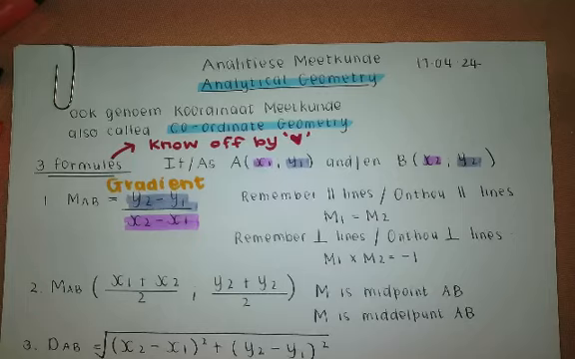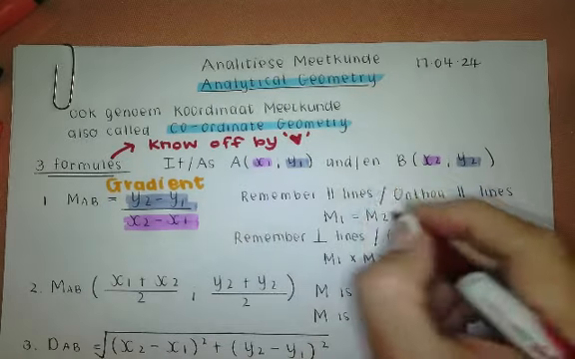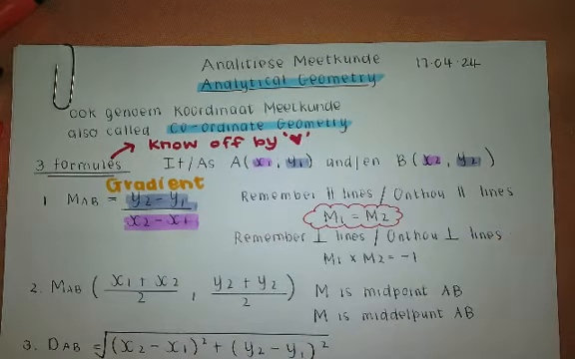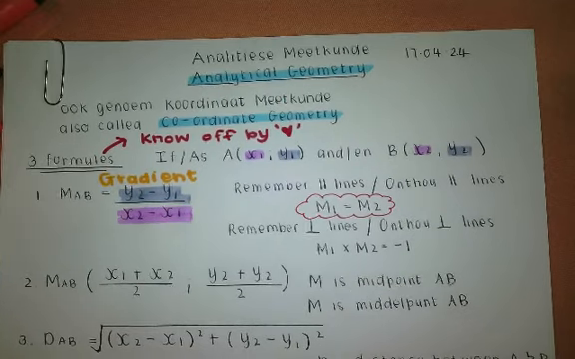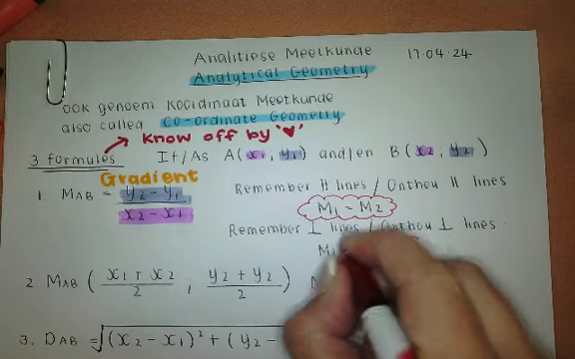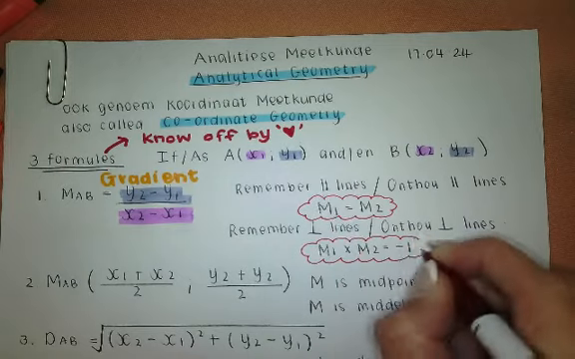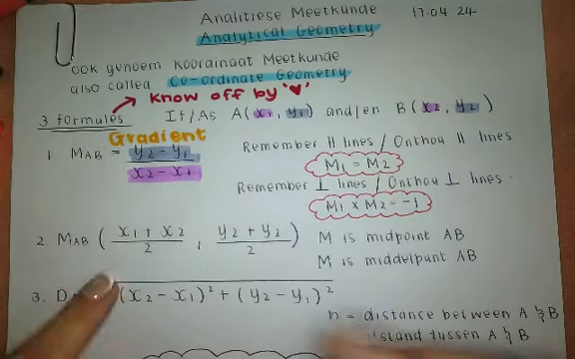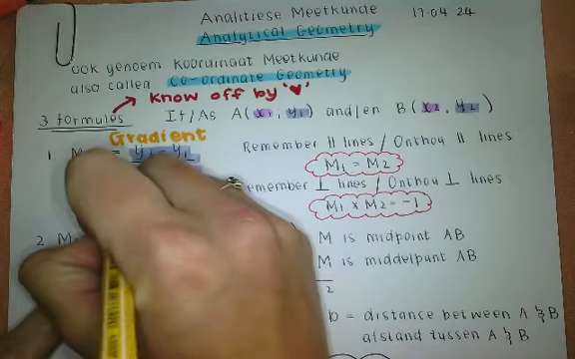Another thing that's very important for you guys to remember about the gradient. What else do we know about the gradient? Of parallel lines, they are the same. I showed you that yesterday. So the gradients of the 2 lines will be the same if they're parallel. And if they're perpendicular, when we multiply the 2 gradients, it must give me negative 1. Okay, anything new so far? No. Okay. The next formula is the midpoint formula.